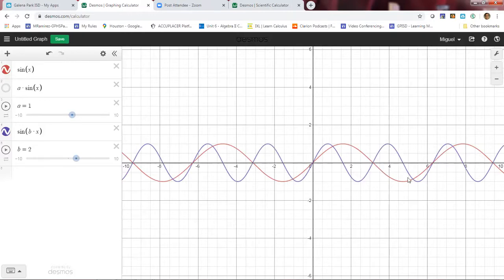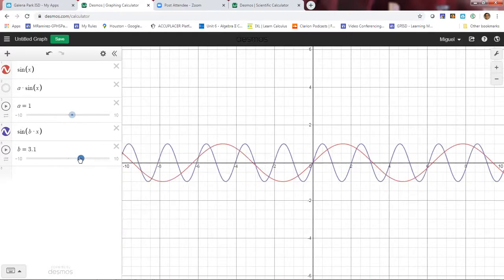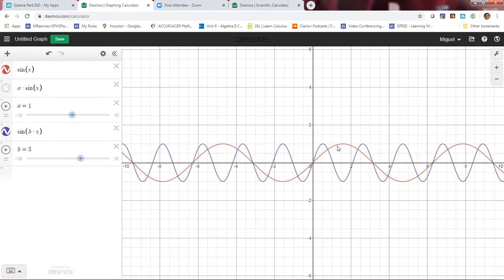When this red function goes once, you see one cycle, the purple function is doing 2 cycles because this number is 2. What about if I do 3? So if I change this to 3, you see, now, while the red function, the original sine function, goes one cycle, the purple one goes 1, 2, 3 cycles. So this is going to be the frequency, how frequent this function repeats. So this is frequency 3 because this repeats 3 times as the original repeats 1, correct?